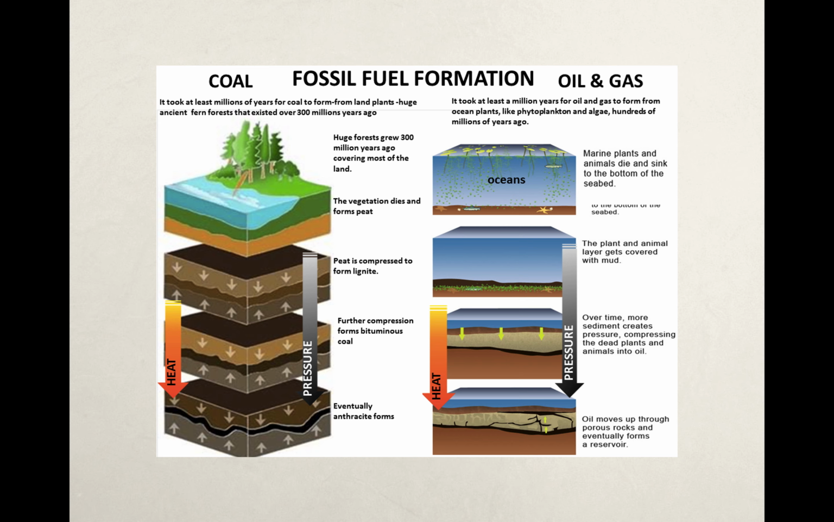So heat and pressure cause the remains to become compacted and to actually change forms. So in the case of coal, changes from peat to lignite, then to bituminous coal, and then to anthracite. Whereas with oil and gas, it's really into oil that then starts to leak back up to the surface.